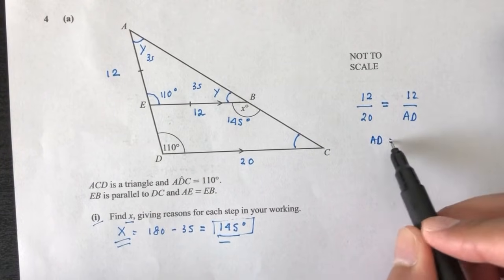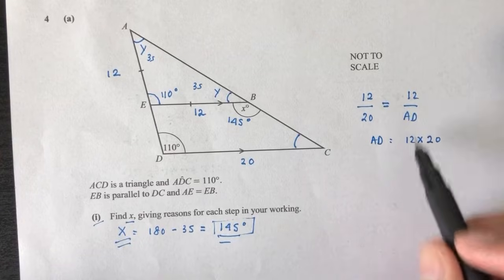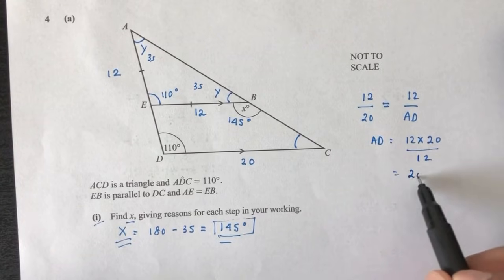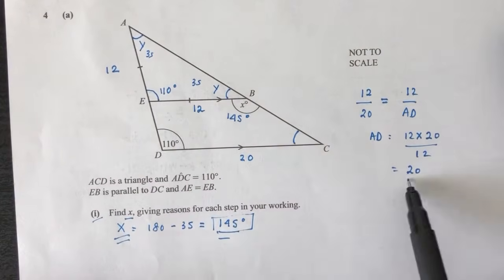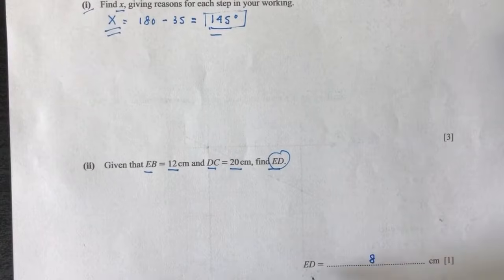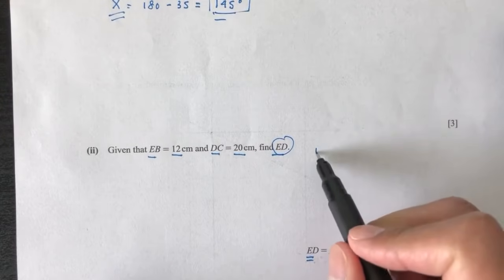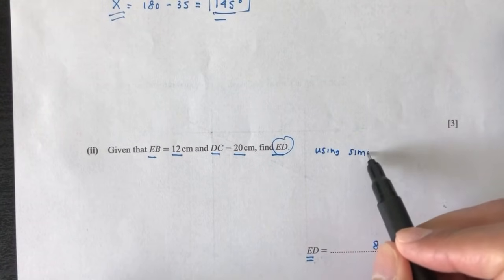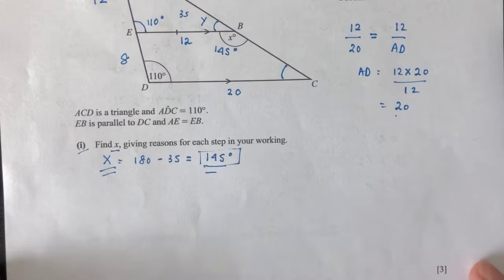Cross multiply, AD will be 12 times 20 divided by 12, which is 20. So the length of AD will be 20. So ED will be 20 minus 12, which is 8. So your answer here will be 8 centimeters for the length of ED. So you have to show your working in this section to earn your marks. So make sure that you write everything, and make sure that you mention you are using similarity to find the side. So that's one of the methods to do that. And this is question number 4, part A.